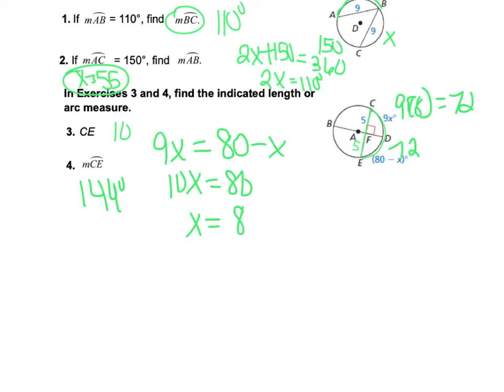Okay, so we know that those two arcs are going to be equal, so we'd have 9x equals 80 minus x. X is 8, but we know that it's not asking what is x, it wants to know the measure of arc CE. So from C to E, that means we would have CD is 72, DE is also 72, we just add them together to get 144.